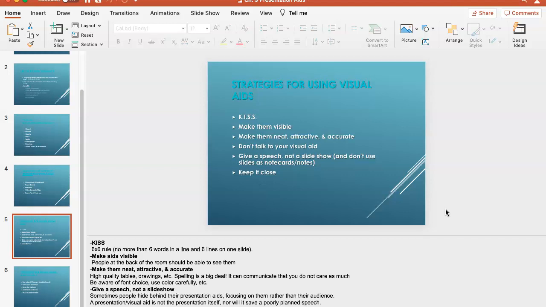If you need note cards, if you need some notes, that's fine. But I want to emphasize, I'm not saying that you can't look at your visual aid. Like, nope, you can't even look at it. No, you need to. That way you can point to a step that you're talking about, refer to it.